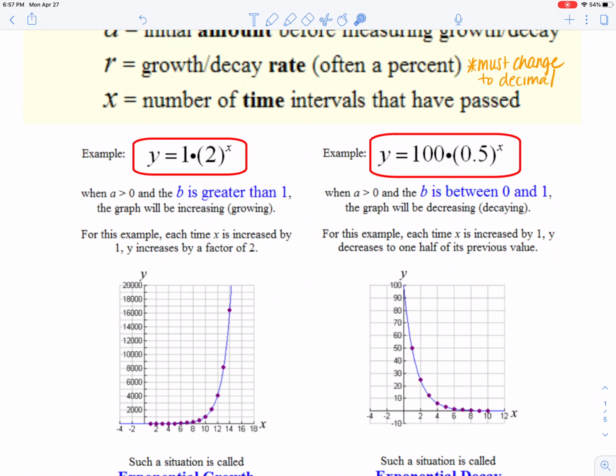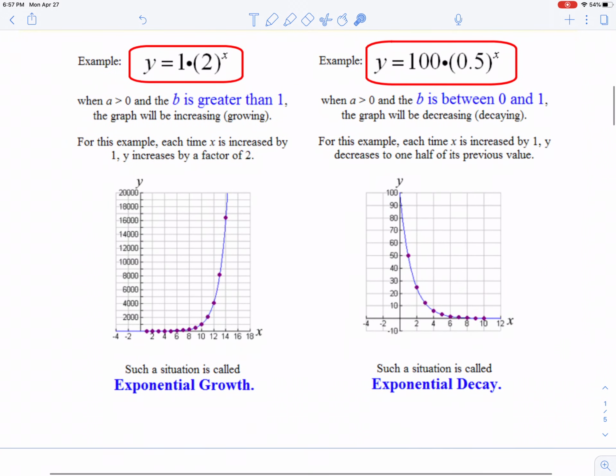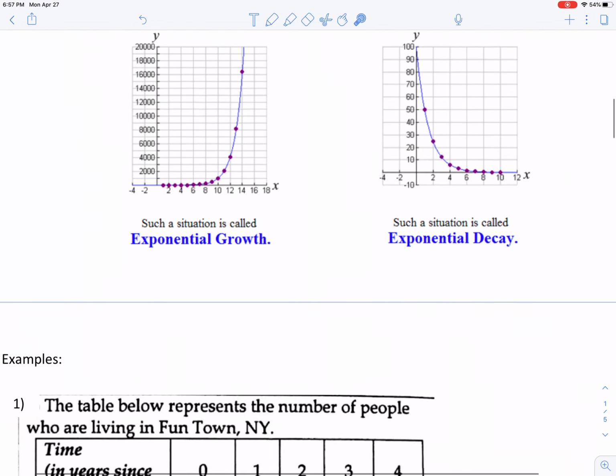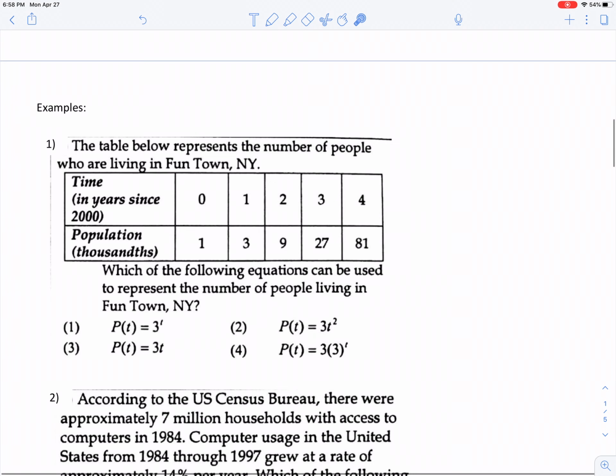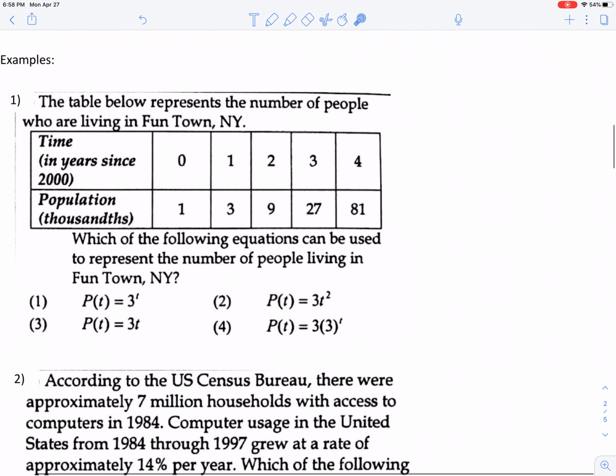Here, we're starting at 100. Since the base is between 0 and 1 with 0.5, it's going down. And it's going down by a factor of 1/2. So it goes from 100 down to 50 to 25 and so on. So this is what we have as exponential growth versus exponential decay. So we're going to be using the calculator and those formulas.